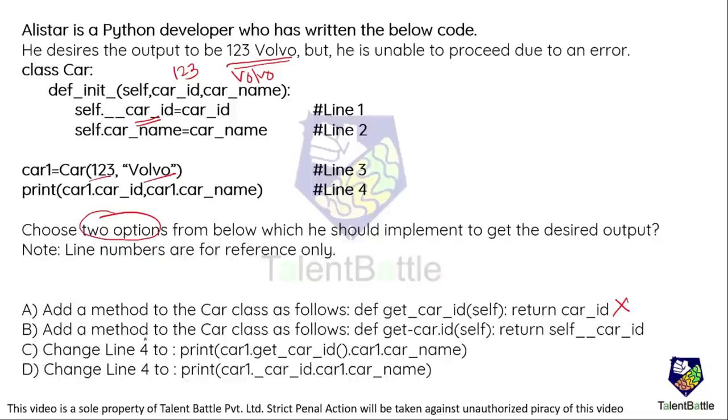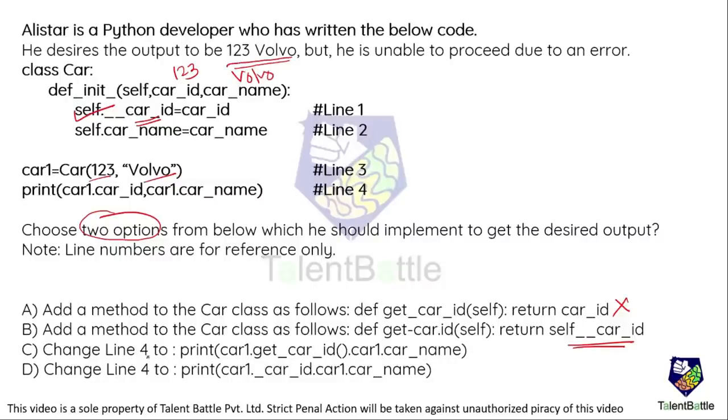The second option is, add a method to the car class as follows, get_car_ID(self), and it is returning self.__car_ID, which is a private member of the class, right? So it matches over here. So I can say that option B is my workable option, it will work.